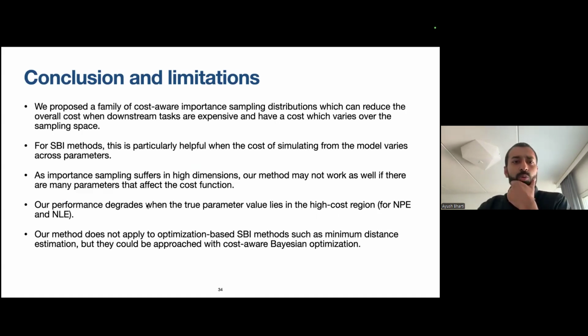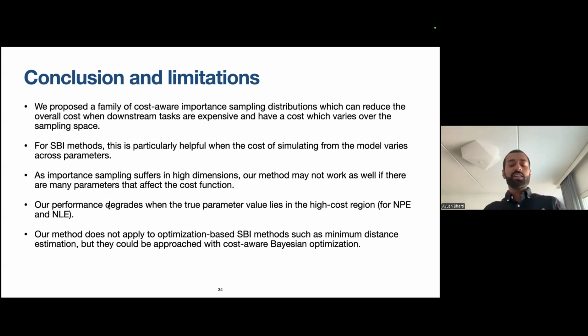So the one point that I wanted to make here, some limitations. It's an importance sampling method. So if there are many parameters that affect the cost, then it's going to be importance sampling in much higher dimensions, which, as is known, may not work very well. However, you could then use adaptive importance sampling, slightly more advanced methods, in order to do that. You could also do that in order to target the posterior lying in the high cost region.